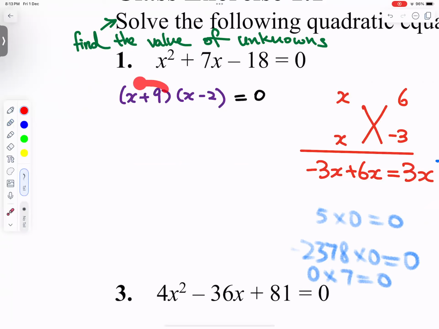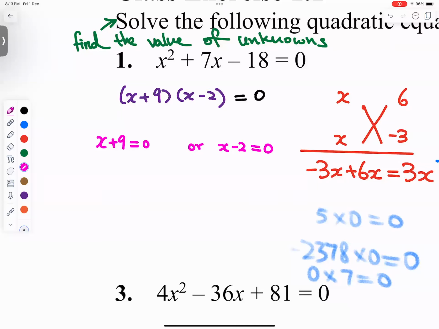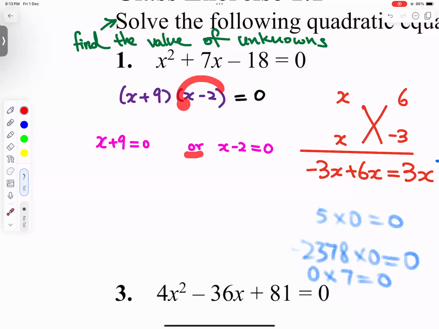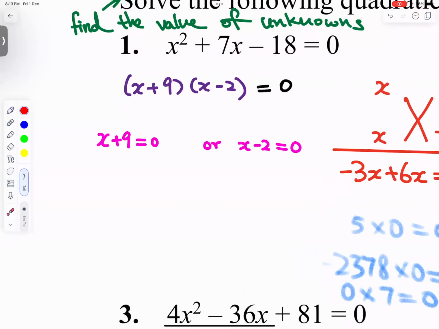So that means either of these things have to equals to 0 so that the whole thing is 0. What this basically means, it's either x plus 9 equals to 0 or x minus 2 equals to 0. And then so now we have two different things. This equals to 0 or this equals to 0. And from this first part, can we find the value of x?